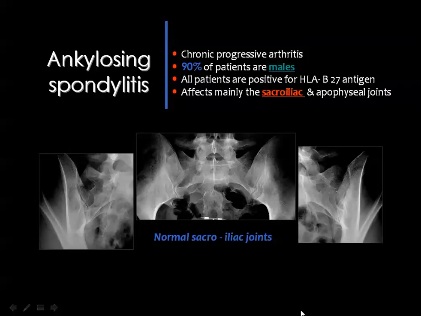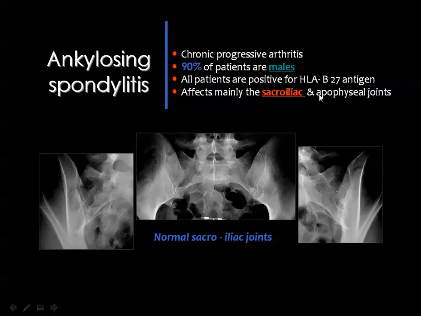Then the next arthropathy is ankylosing spondylitis, and this is a chronic progressive arthritis that affects males predominantly. About 90% of the patients are males, and this type of arthropathy has an intimate relation to the HLA-B27 antigen, which is present in most of these cases.